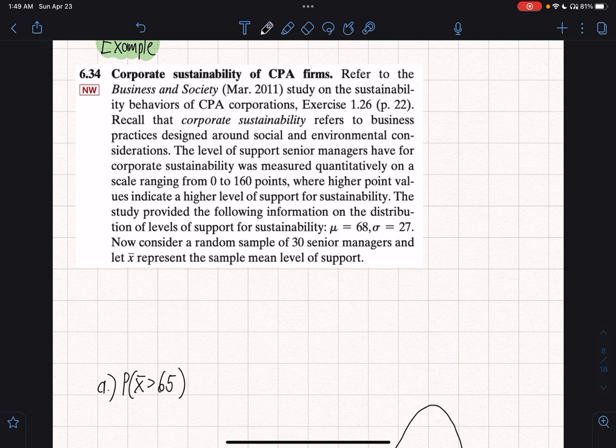So we have support of senior managers for corporate sustainability on a scale from 0 to 160. Higher point values indicate a higher level of support for sustainability. The study provided the following information on the distribution levels of support for sustainability. So we are told that mu is equal to 68, sigma is equal to 27, and we took a random sample of n equal to 30.